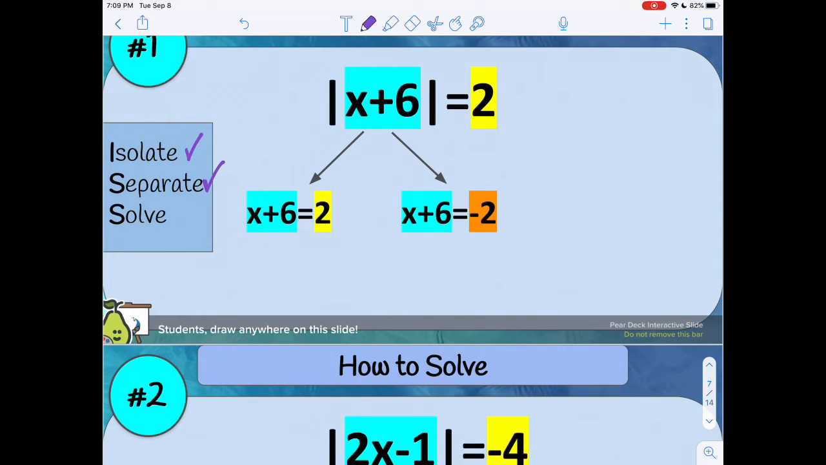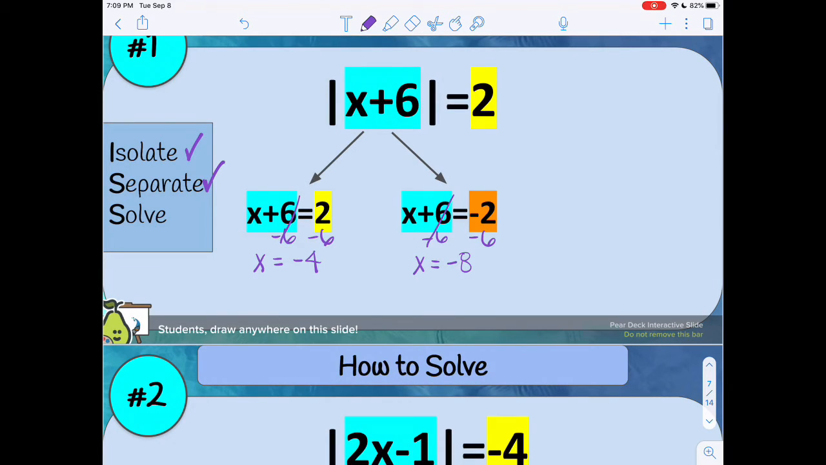So in order to solve the one on the left, I need to subtract 6 from both sides, which gives me x is equal to negative 4. And then if I subtract 6 from both sides on the equation on the right, I am going to get that x is equal to negative 8. So those are our 2 solutions. X is equal to negative 4 and x is equal to negative 8.